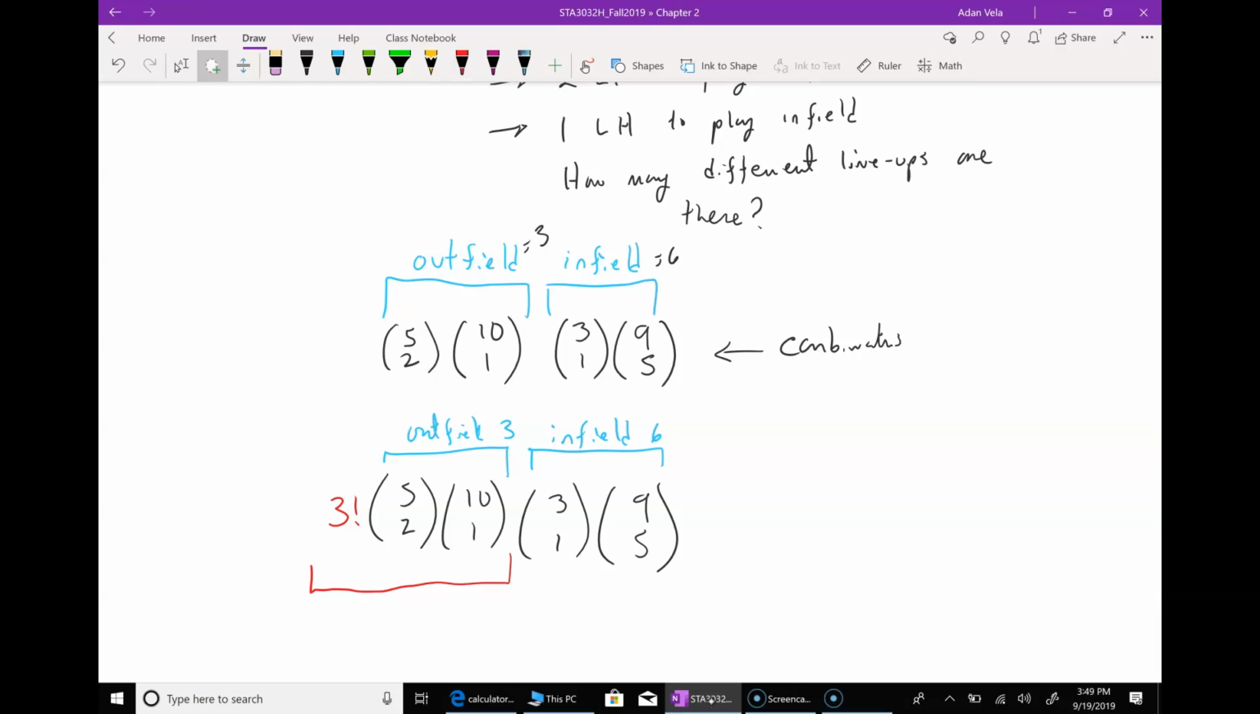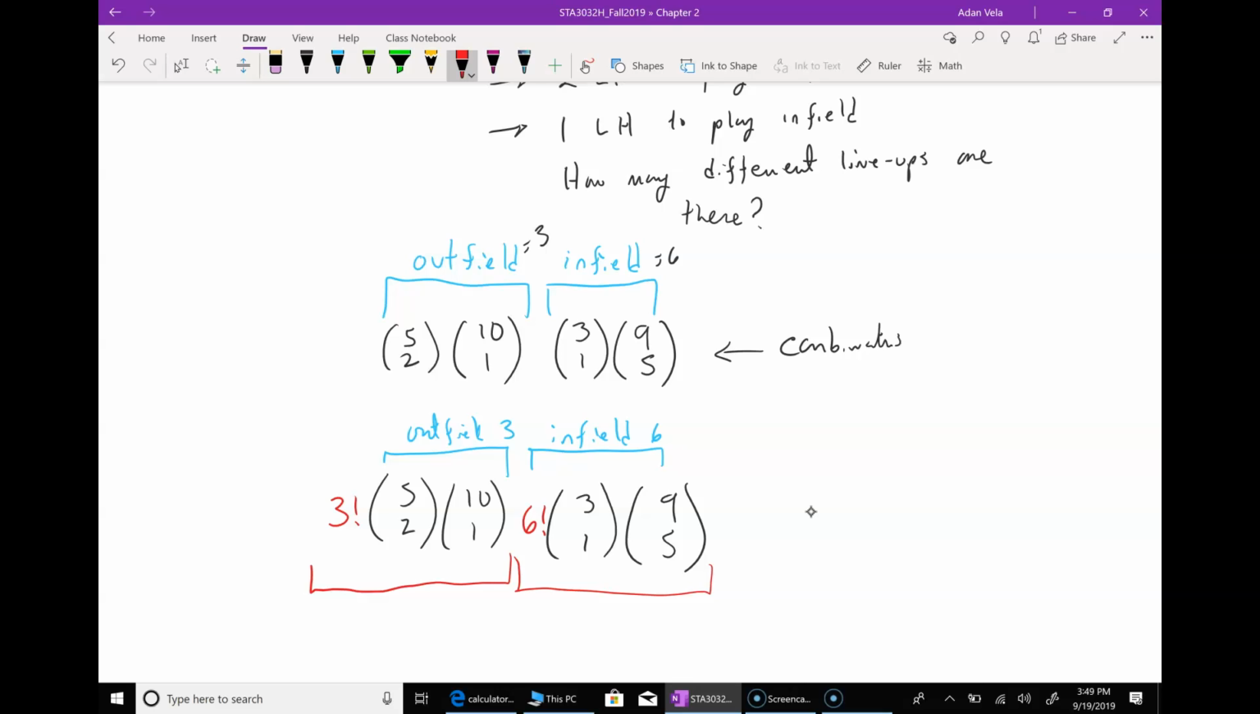So in the same way, we can figure out the number of lineups in the infield. If we have 6 players playing in the infield, we can assign them to different positions 6 factorial ways. And so that's more or less how you calculate the total number of lineups. If you want, you go to some calculator and you calculate all these numbers. I'm sure it's actually quite large.